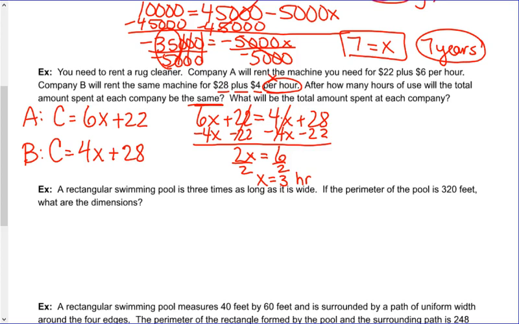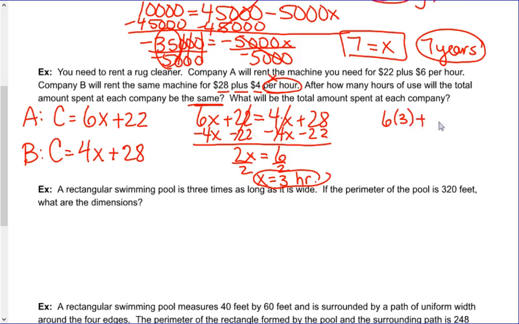Now, the last question says, what will be the total amount spent at each company? Well, if you rent it for 3 hours, what's going to be the total cost? That's when I'm going to evaluate 3 into here or to here. Doesn't matter. It's going to give me the same amount. I just have to do one of them.